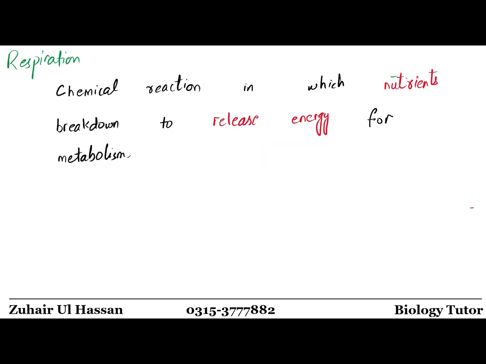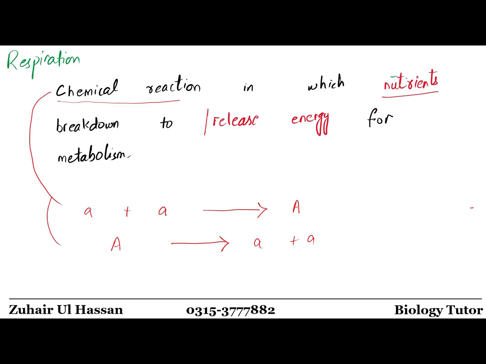Respiration. Respiration is a chemical reaction. This is the very first thing about respiration. Chemical reactions include different types of reactions. In some, smaller molecules combine together to form a large molecule, or a large molecule breaks down to form smaller molecules. Respiration is one of those chemical reactions in which nutrients break down to release energy. This release of energy is the main keyword for respiration.